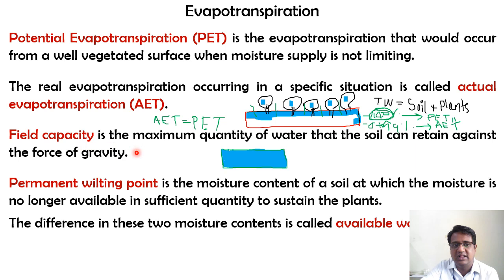Now the next thing is the permanent wilting point. Permanent wilting point is the moisture content of the soil at which the moisture is no longer available in sufficient quantity to sustain the plants. What do I mean by that? For the sake of explanation, I have told you 0 to 99%, right?